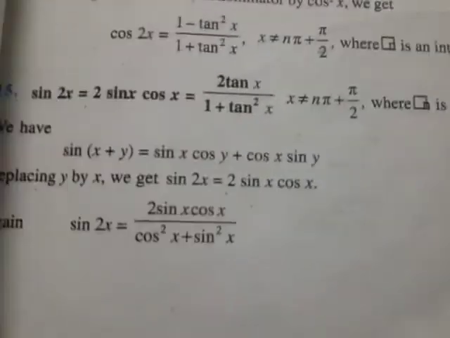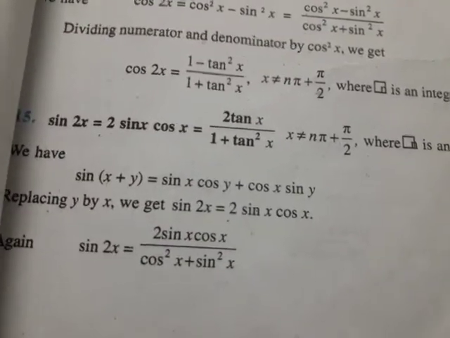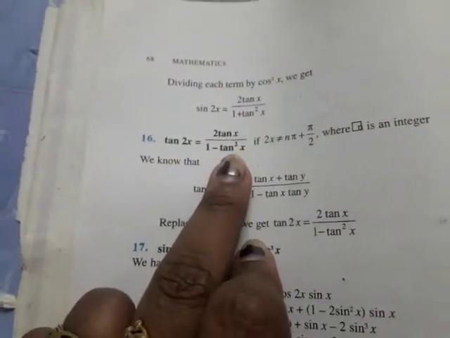For cos 2x, we had 4 equivalent identities. For sin 2x, we have only 2 equivalent identities. Right? Next, we have tan 2x. What is tan 2x? 2 tan x divided by 1 minus tan square x. This is derived from cos 2x and sin 2x.